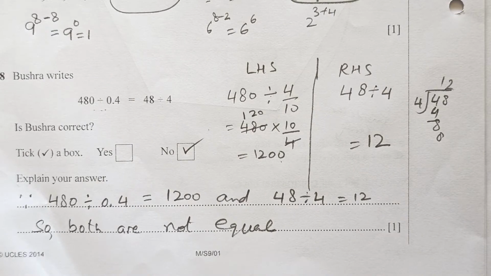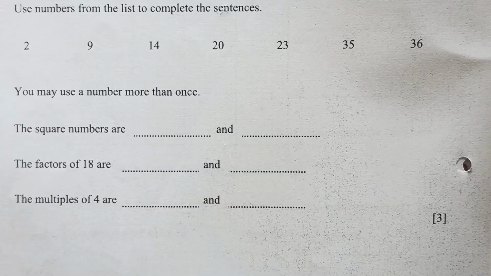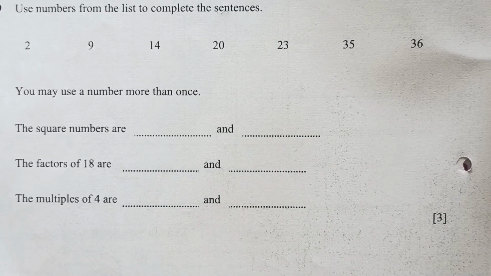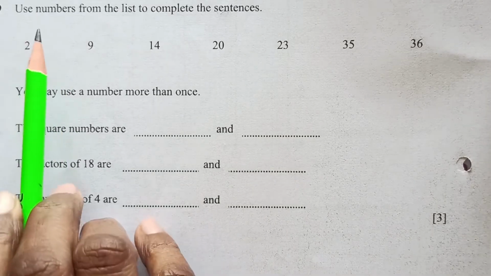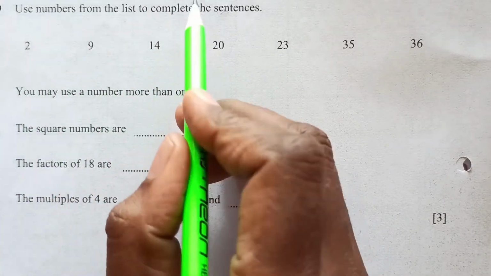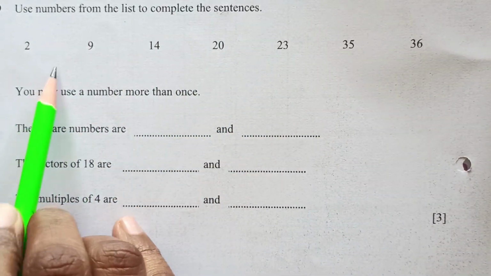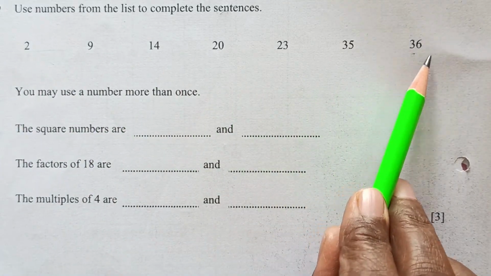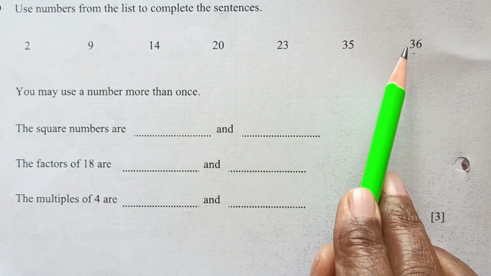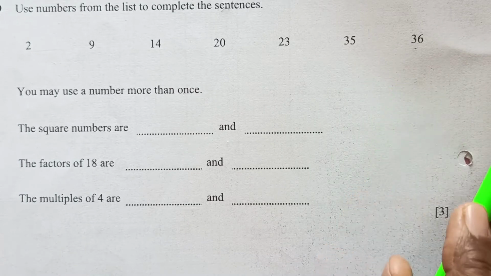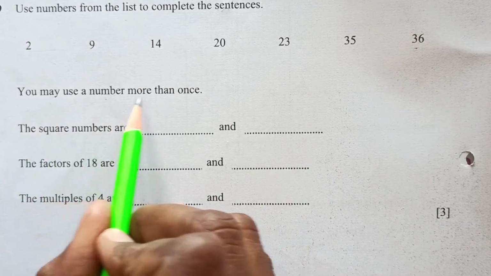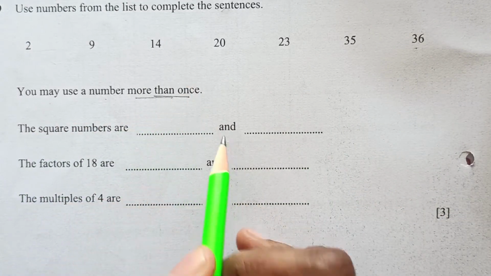So let's move to the next question. Here we have another question of a different kind. Use numbers from the list to complete the sentences. These are the numbers given in the list. We are just using these numbers. You are not choosing your own numbers, right? Remember that. Now you may use numbers more than once, so we can repeat a number.